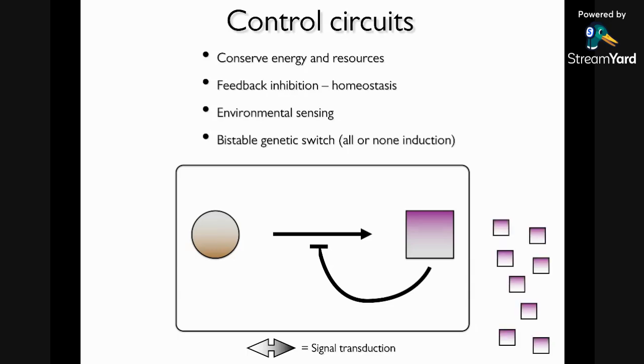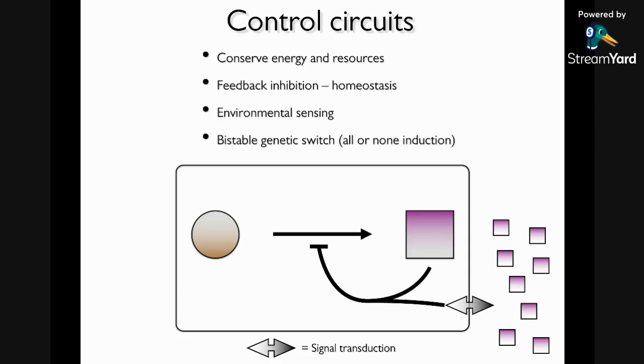Of course, you could obtain the product from outside of the cell. No need to make it if you have enough of it knocking around in the extracellular environment. So you could import that into the cell, and you can imagine that that is also going to feed into this circuit, and it will also inhibit its own production.